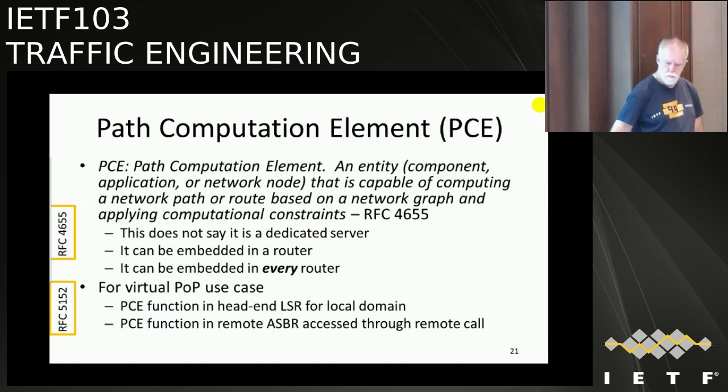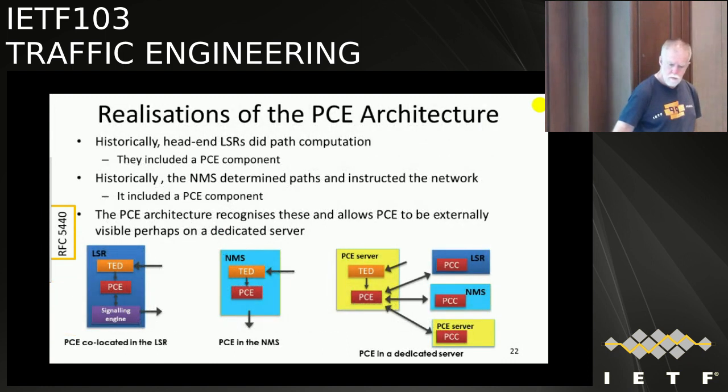The second RFC on this page, 5152, provides a more advanced use case, the virtual PCE use case, which announces that PCE domains can interact with each other. In this shape, there can be interaction between the ASBRs, and there can be remote calls to stitch the results of the path computation to form an end-to-end, cross-domain path. So there are different kinds of realizations of the PCE in the architecture.